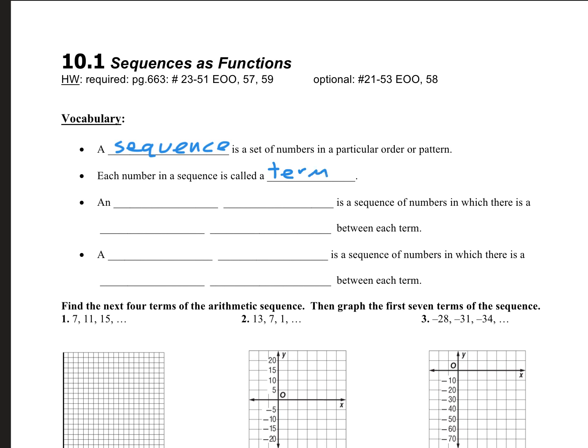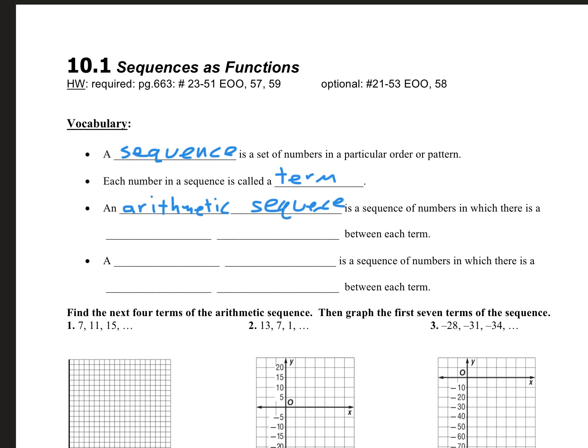One kind of sequence that we're going to learn about is called an arithmetic sequence. In an arithmetic sequence, the way you find the next number in the list is by adding some value, and then you just keep adding that same value to get the next number. And that value is called the common difference.